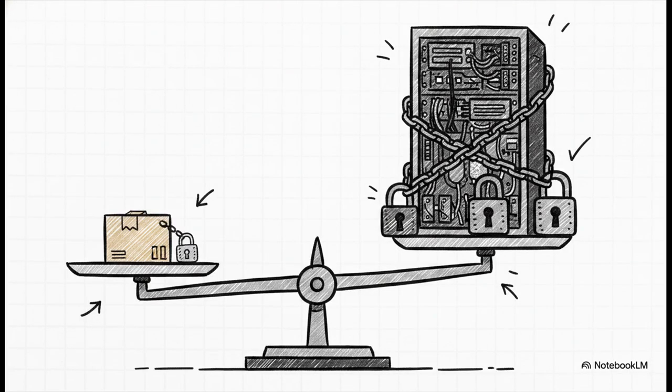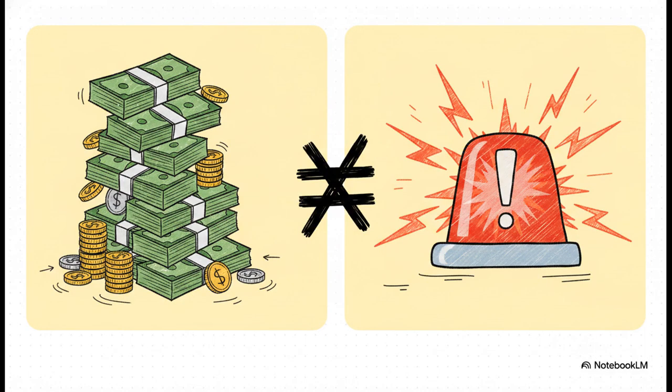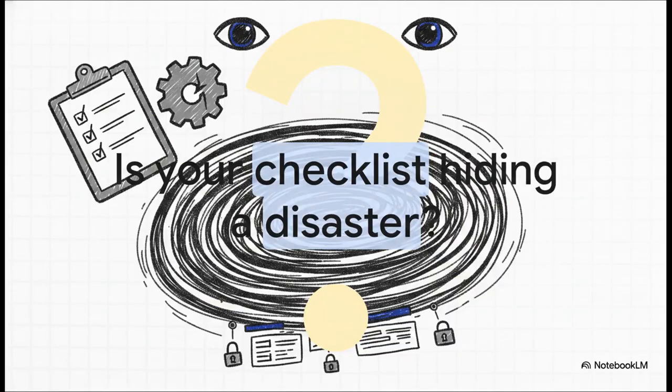The big takeaway? Not all suppliers are equal. Apply heavy security checks only where they actually matter. Never forget this golden rule. High spend absolutely does not equal high risk. So, look closely. Is your one-size-fits-all checklist hiding a massive disaster waiting to strike? Stay vigilant.